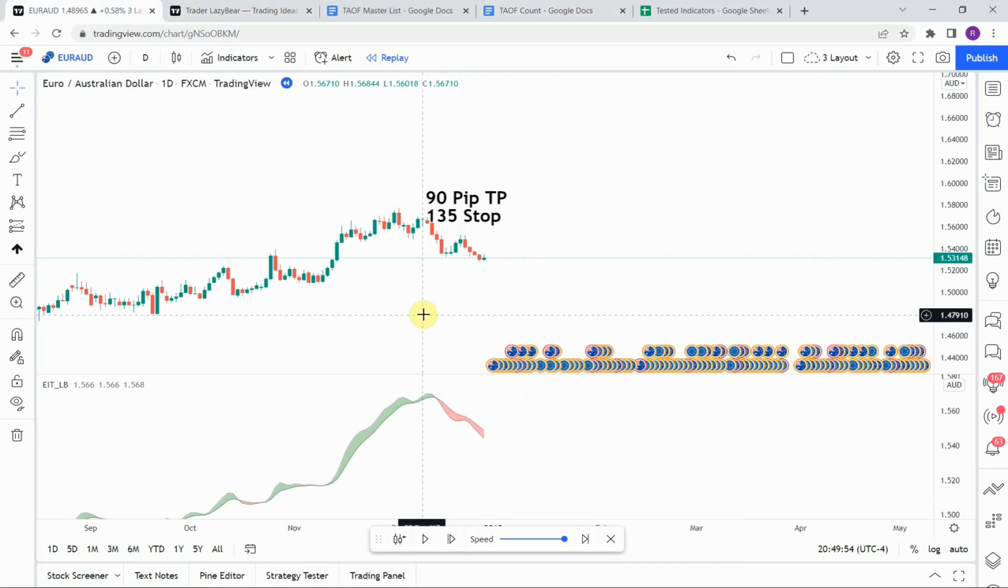Today we will be testing Ehlers Instantaneous Trend Indicator.